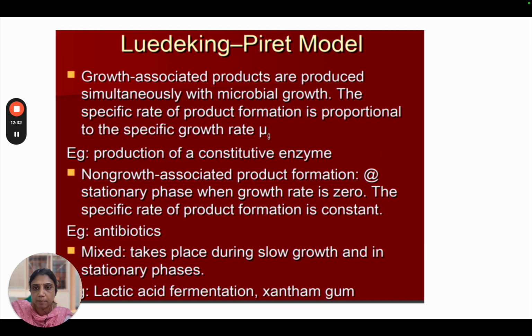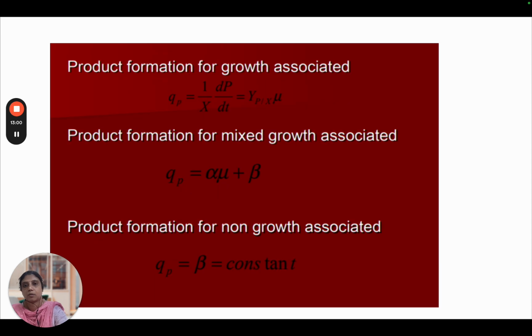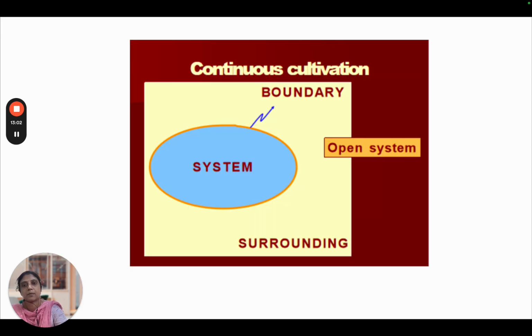And this is the Luedeking-Piret model, growth associated products with respect to the microbial growth. So we have seen the three graphs. The first one is the non-growth associated product formation, in the stationary phase. At the stationary phase, when the growth rate is 0, antibiotics and most of the secondary metabolites will be produced. The first one is the growth associated products, which are simultaneous with the microbial growth, and mixed growth associated is in between growth and non-growth. And these are the different equations which follow this.